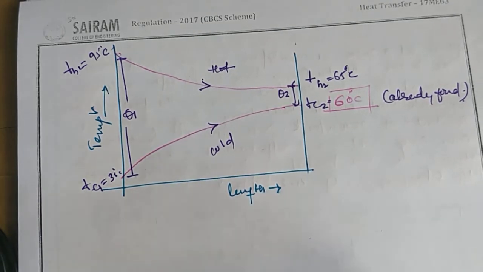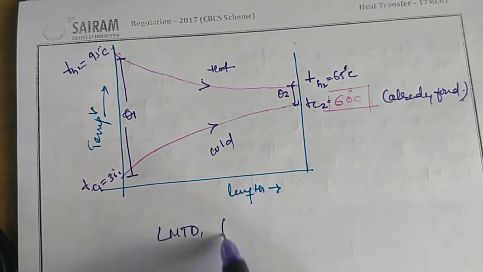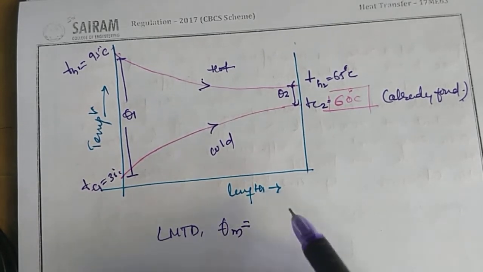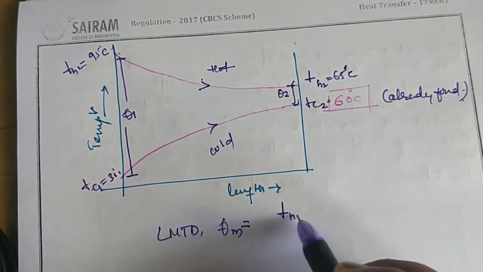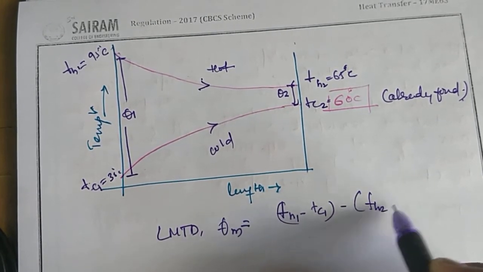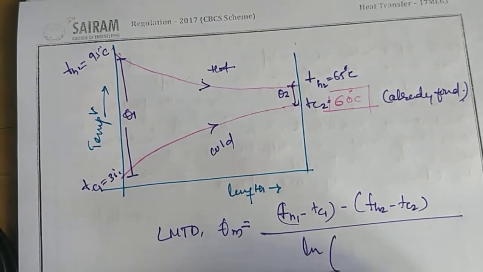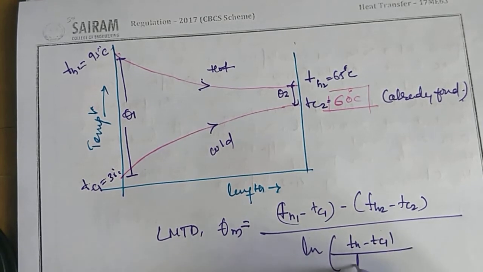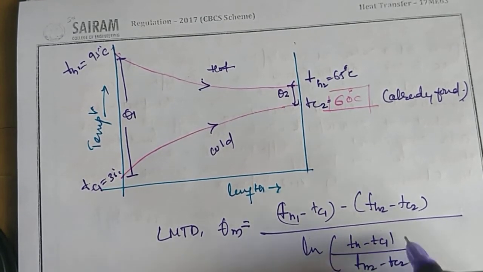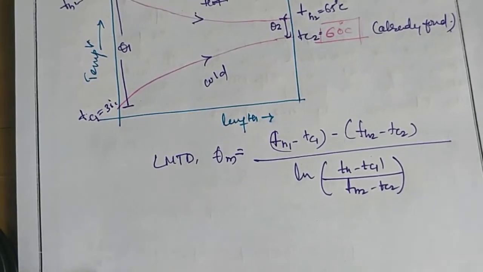So we know that equation, and substitute. LMTD for the parallel flow: theta m is equal to (TH1 minus TC1) minus (TH2 minus TC2), divided by ln of (TH1 minus TC1) over (TH2 minus TC2). Okay, remember this formula, or even if it is there in the data handbook, you know that.